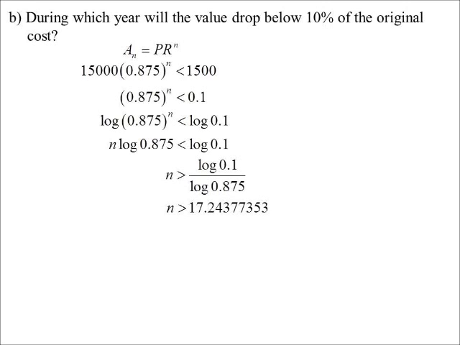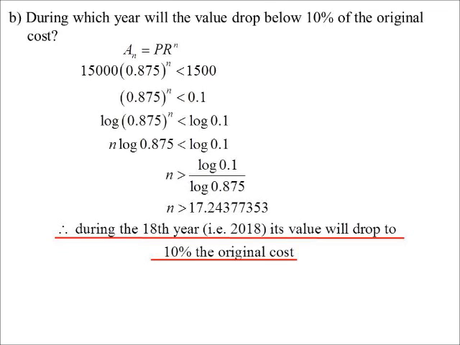Log both sides, dividing by the log of 0.875. But of course the log of 0.875 is negative, and if we divide by a negative, we're going to have to change the sign. N is greater than log of 0.1 over log of 0.875. So it's going to be greater than 17.2437753 approximately. So during which year? Well, it must be the 18th year, because it's greater than 17, so we're then into the 18th year, which would be 2018.